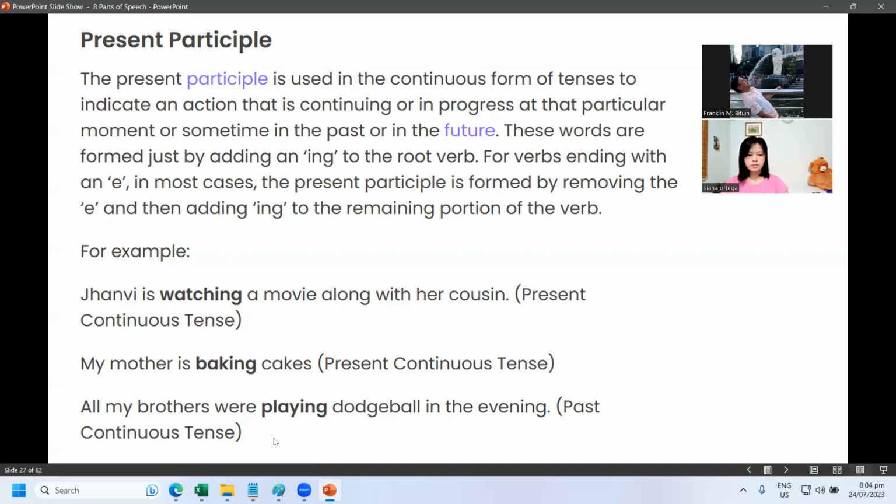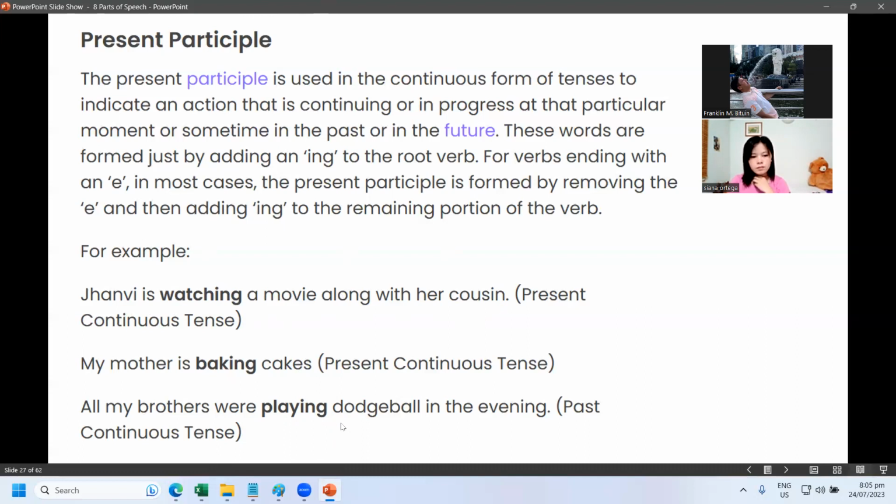So that's past continuous. It already happened, but you are saying it like it's still happening. So that's how you use the continuous form. It's past tense, it already happened, but you're saying it as if it's still happening. But this one, Jen is watching a movie along with her cousin. So that's present, it's happening. Present continuous, currently happening. That's why it's present.